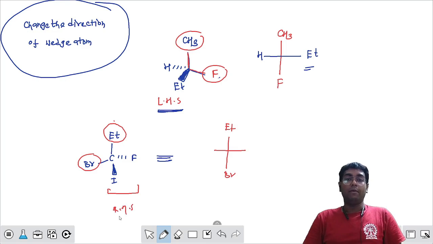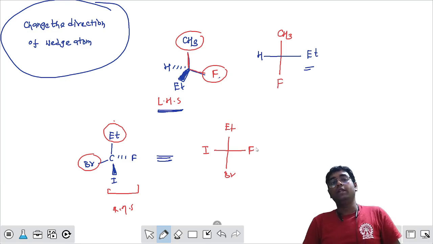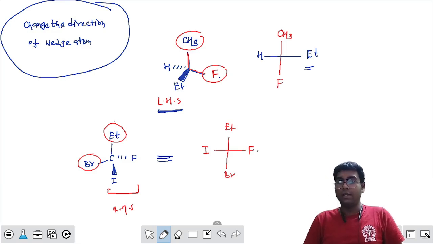look at the above the plane atom. So this iodine is above the plane and is residing on the right hand side. In Fisher projection we have to change the direction, so we have to keep it on the left hand side and we have to keep the fluorine as it is, unchanged.